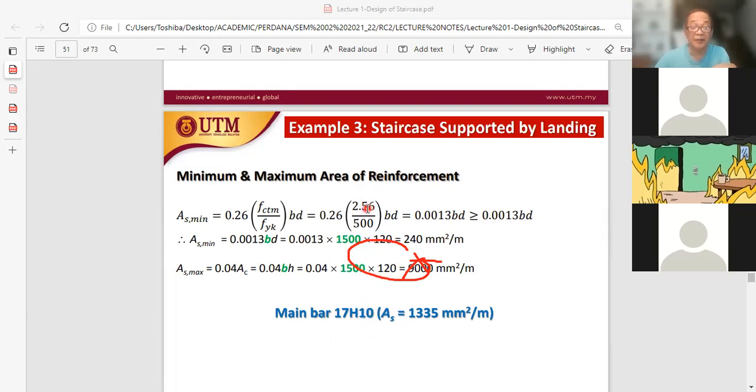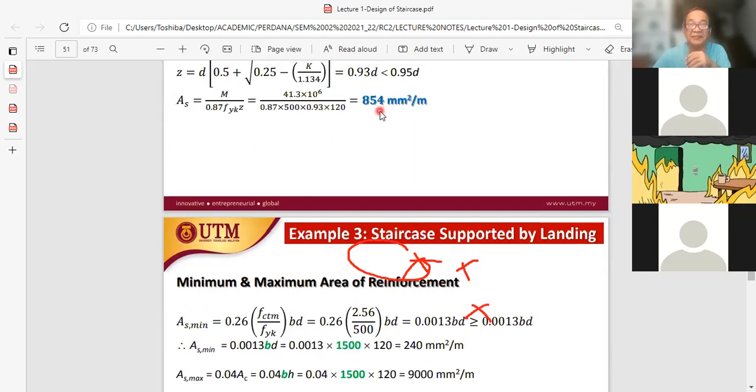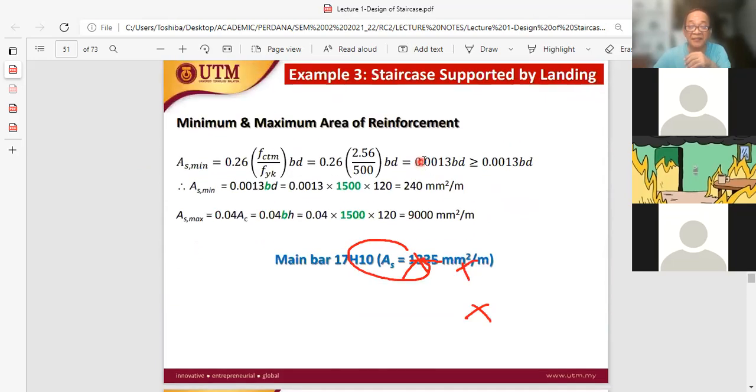17H10 which gives a total area of 1335 millimeter squared sahaja, bukanlah per meter width. Ini dah tak ada per meter dah ni. There is no per meter dah sini. Just millimeter squared sahaja. Dah dapatlah 1335. Required is mana tadi? Required 900. 900 lebih kan? 854 provided 1335. Okay.